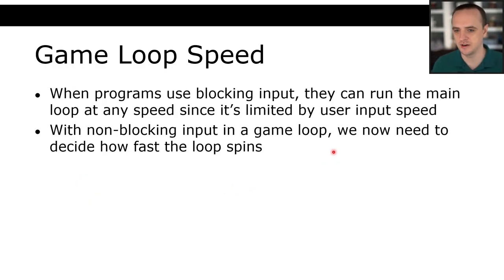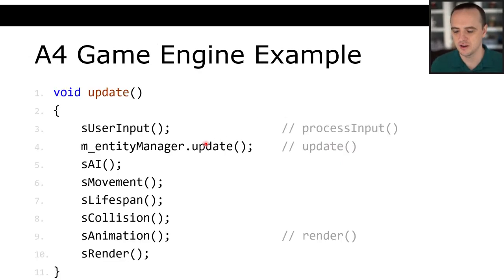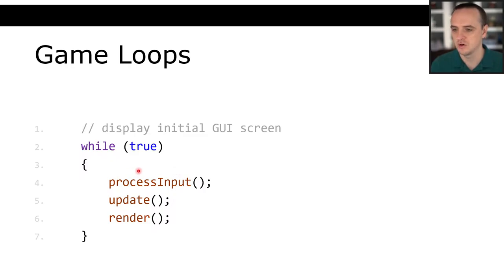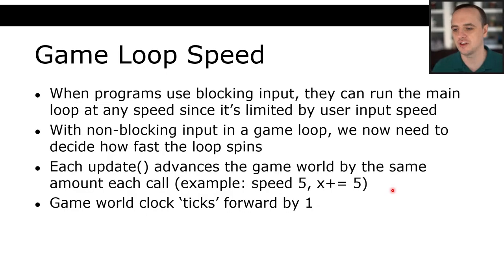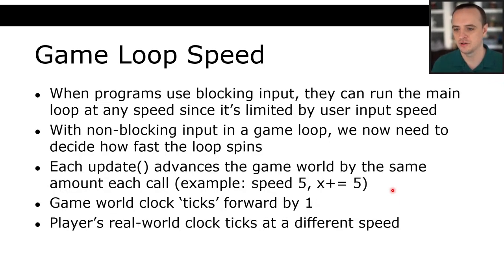With non-blocking input in a game loop, we now need to decide how fast the main loop spins, right? So here, if this is not blocking, how fast do we do this? You know what I'm getting to: this is like the frames per second that your game is going to run. Each update is going to advance the game world simulation by the same amount on each call. So for example, if we have Mario running around at speed 5, then we're going to add 5 to his position every single time we call the update, and that's going to be the same, essentially. We can think of this as the game world clock. It's going to tick forward by 1, and so the player's real world clock ticks at a different speed. Now, what do I mean by that?